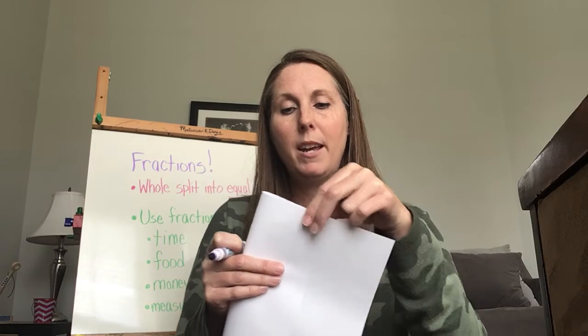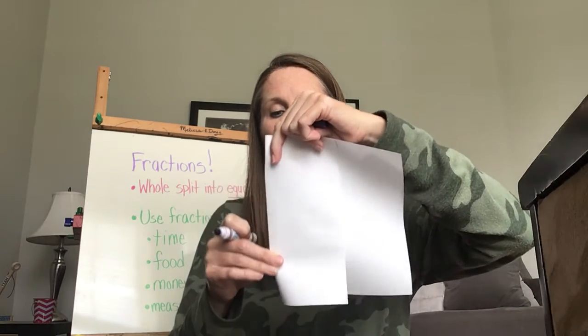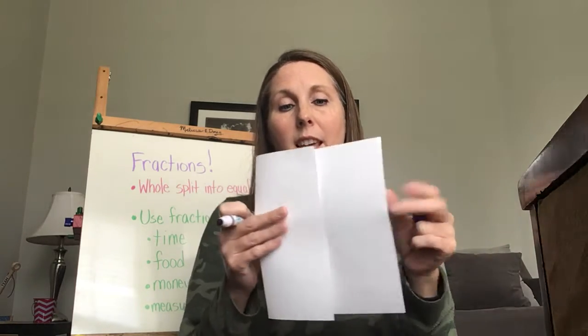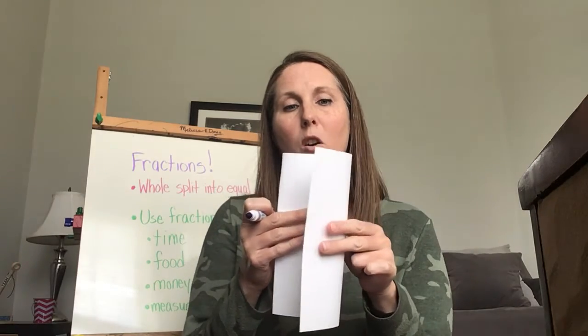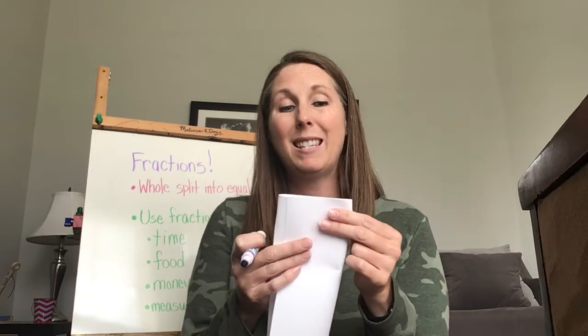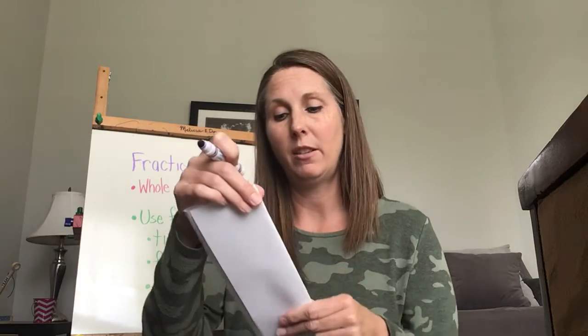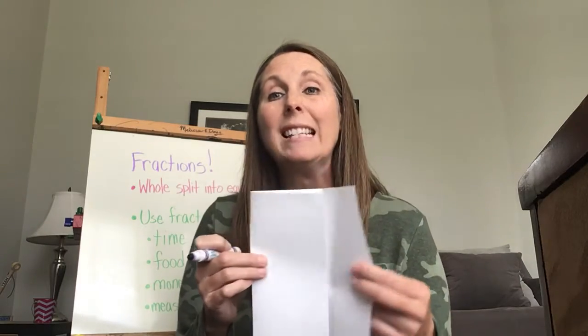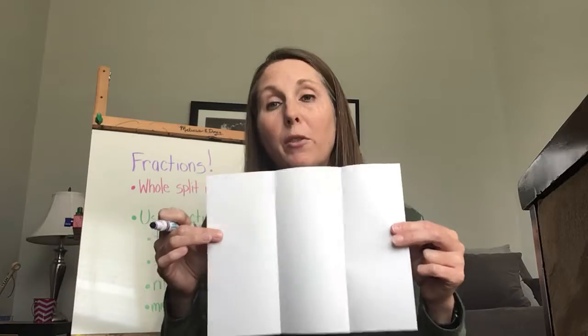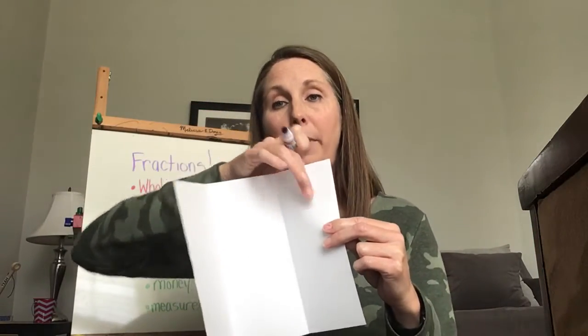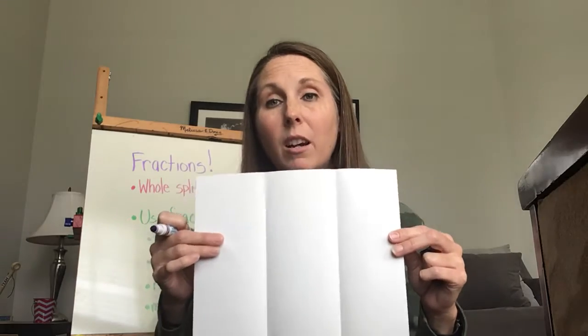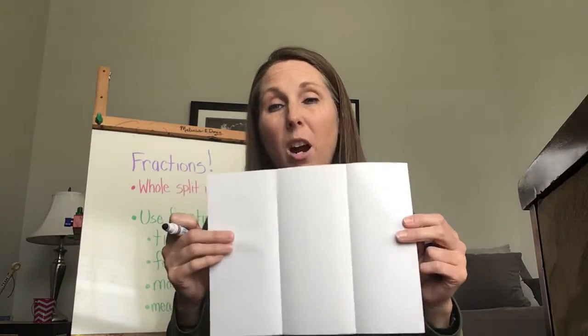So I'm going to line up my edges and I'm going to pinch down the side. Then I'm going to fold this next one over the top. And this may not be perfect, and that's okay. Mine certainly is not. So my parts are not exactly equal, but they're pretty close. So now how many parts do I have? Let's count. 1, 2, 3. And remember that 3 goes on the bottom. So I know I have 3 parts.